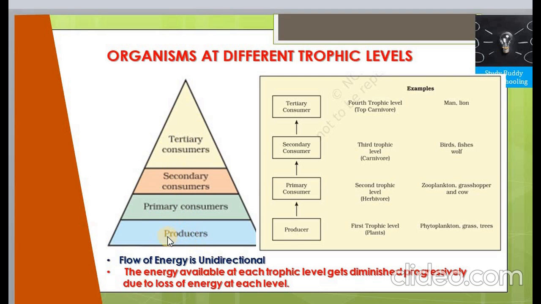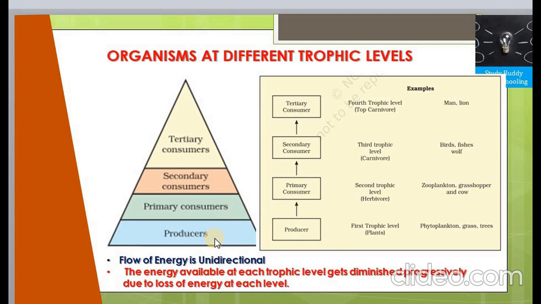So these producers get the energy from the sunlight. Sunlight gives the energy to producers, producers to primary consumers. It is not that the producers are going to be giving the energy to the sunlight. It never happens. It's only from the sunlight the producers get their energy, producers to primary consumers. So this flow of energy is unidirectional.